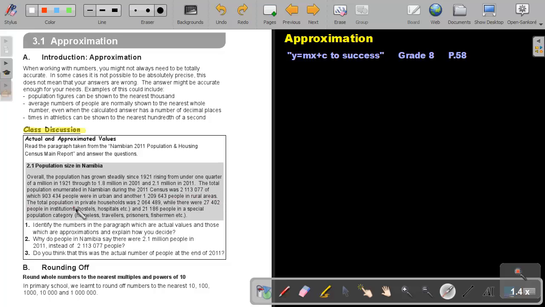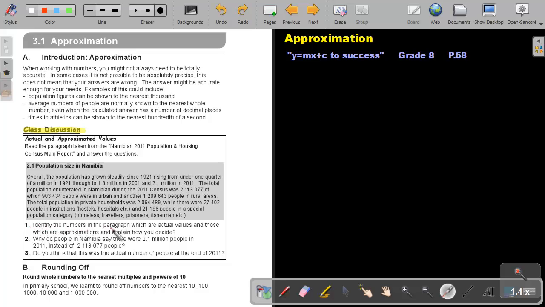The total population in private households was 2064489, while there were 27402 people in institutions like hostels, hospitals, for example, and 21186 people in special population category, homeless, travelers, prisoners, fishermen, and so on. Okay, I want you to answer the questions.